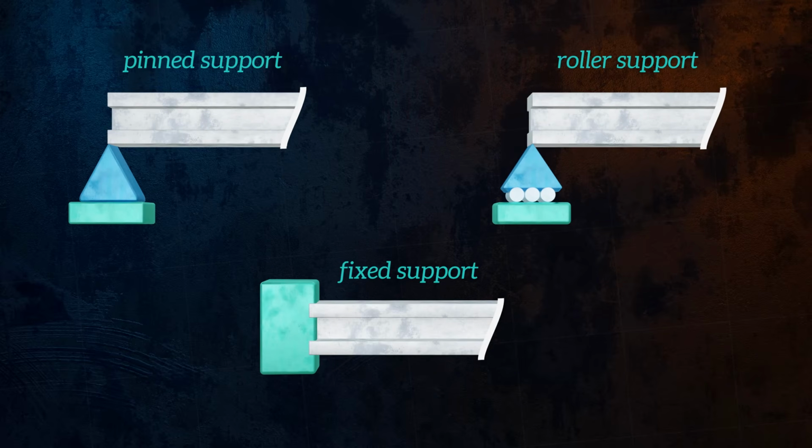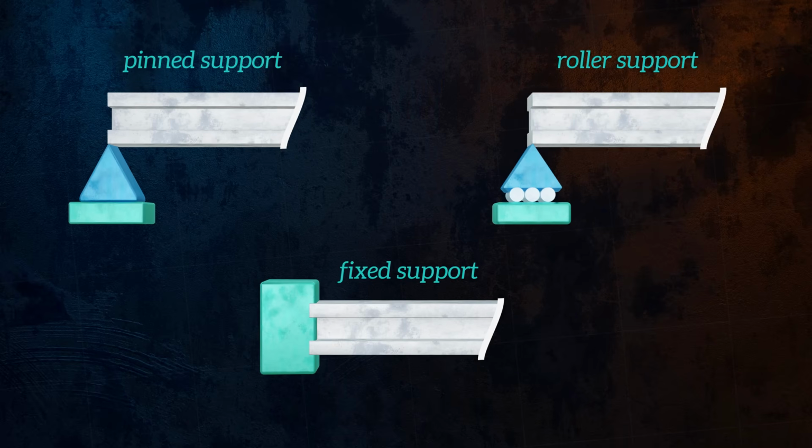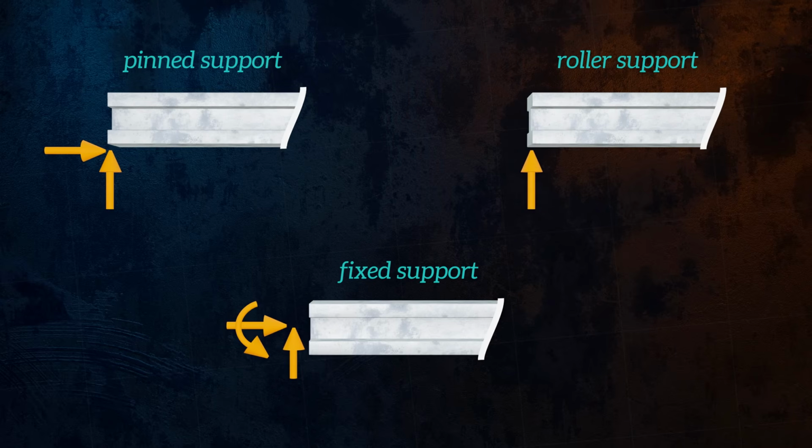Pin supports prevent vertical and horizontal displacements, but allow rotation. Roller supports prevent vertical displacements, but allow horizontal displacement and rotation. Fixed supports prevent all displacements and rotation. If a certain degree of freedom is restrained at a support, we will have a corresponding reaction force or reaction moment at that location. For example, rotations are permitted for a pin support, so there is no reaction moment, but displacements in the vertical and horizontal directions are prevented, so we will have horizontal and vertical reaction forces.